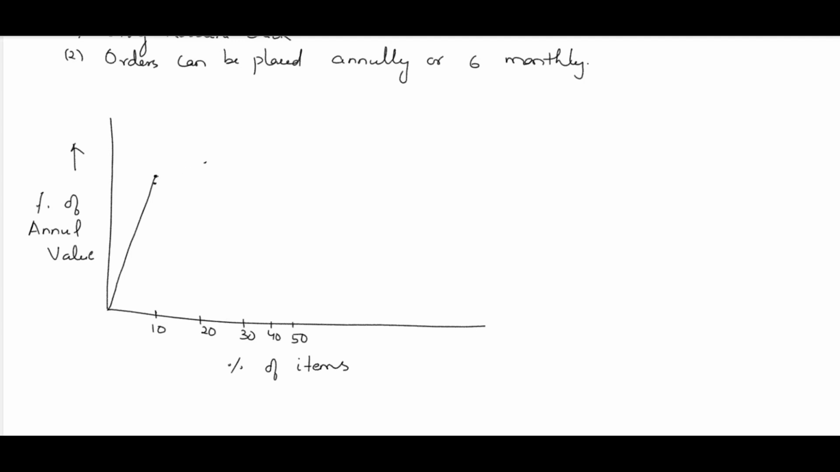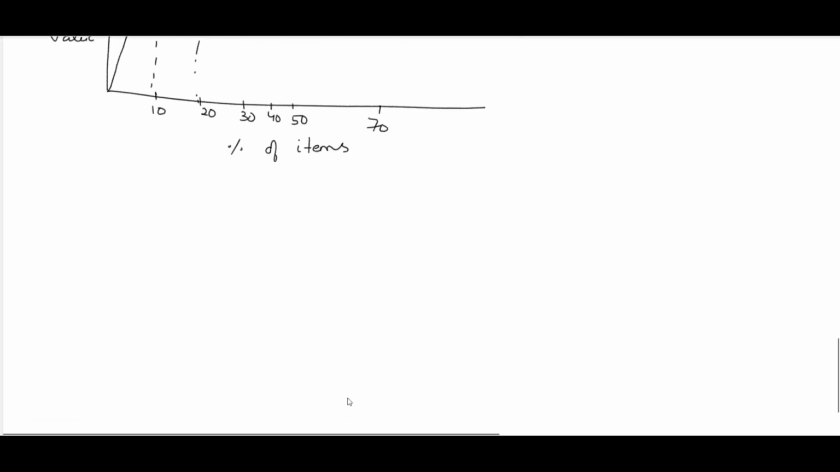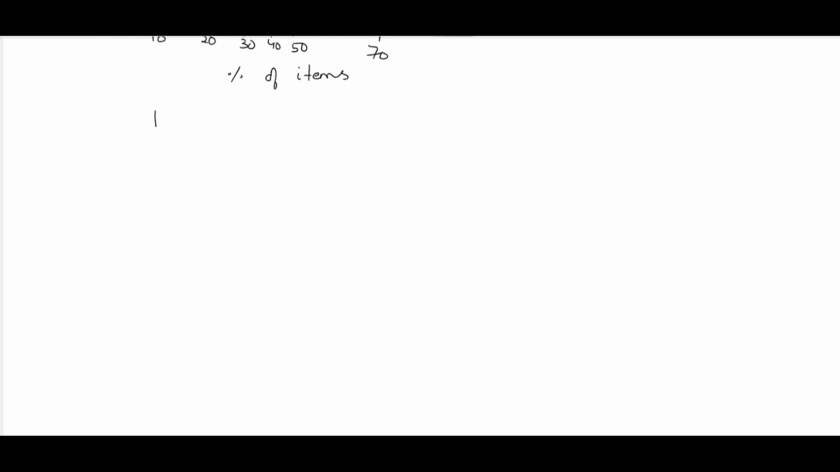Out of total amount, what is the amount spent on category A, B and C. And for category A, I have already told you that it belongs to the 70% annual value and 10% of items. And category B 20% means 10 plus 20, our axis will be at 30%. Then A, B, C up to 100, if we calculate, so it will be our C.